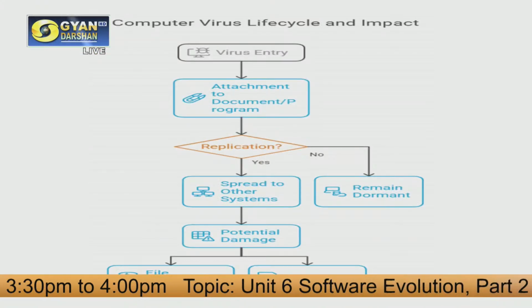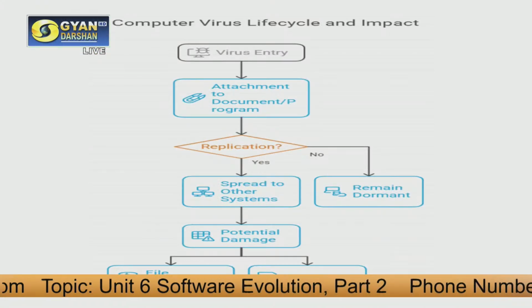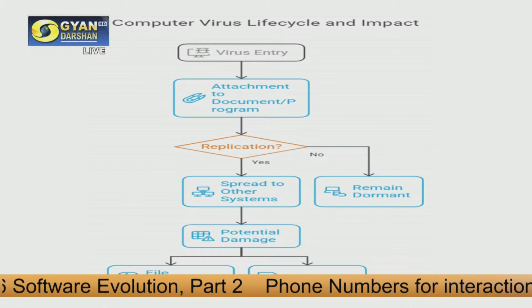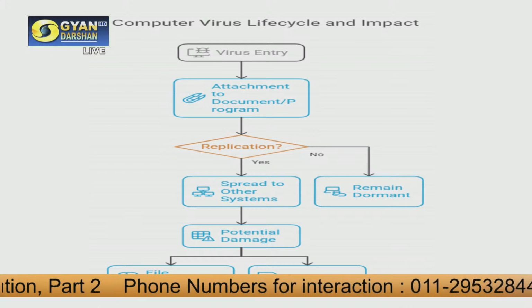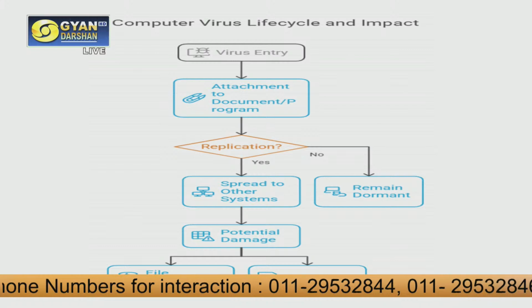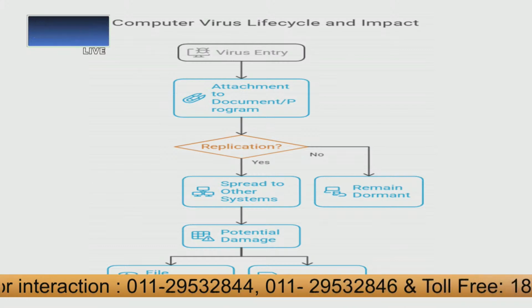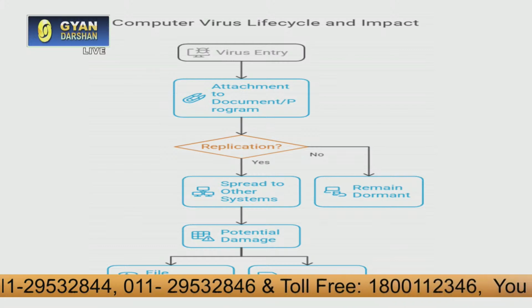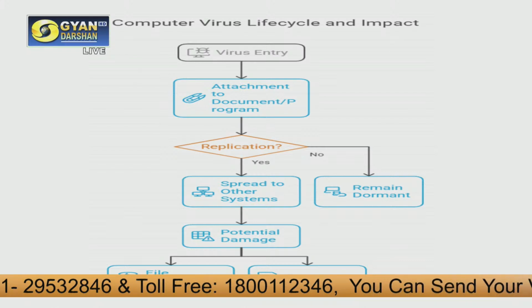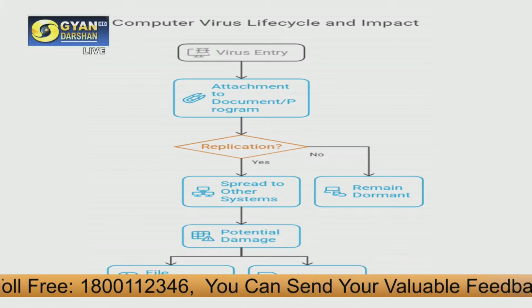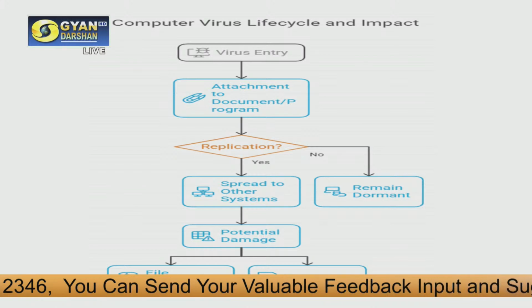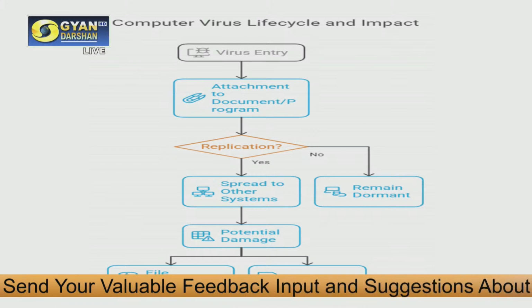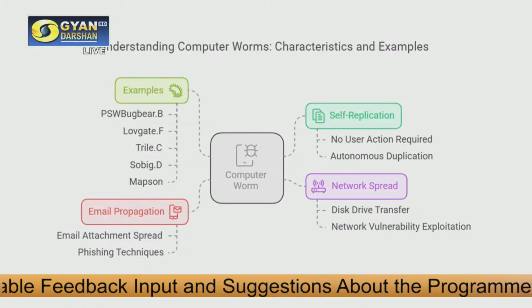So all three are under the category of the malwares, and this is the life cycle of the virus. The virus has an entry: it appears as an attachment in a document or program, and if you click on that document, then it spreads into the system. Otherwise it remains in the email or whatever messages you are reviewing. That means it remains dormant. And when you download or click on that file which is attached to your email or message, then it leads to potential damage, which may be either a destruction of the file or maybe a data loss.